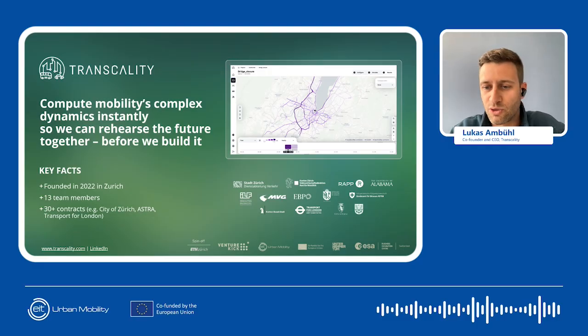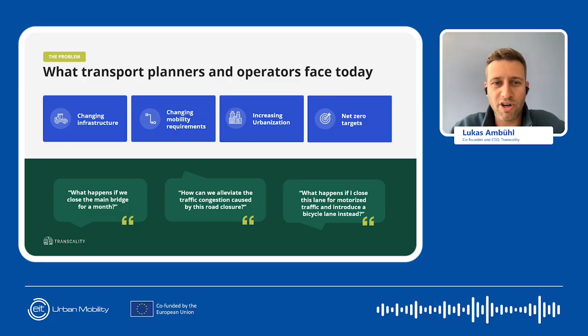And with that, I'd like to quickly start into the presentation. So I think the problem was already illustrated well by Ralph, right? I think it's very similar questions that we're trying to answer. Essentially, from a big picture perspective, changing infrastructure, changing mobility requirements, together with increasing urbanization, put a lot of pressure onto the existing transportation networks. And together with the net zero targets, which especially European cities have set themselves, it creates many questions around, for example, what happens if we close this main bridge for a month, right? A typical question that Ralph could answer with his models.